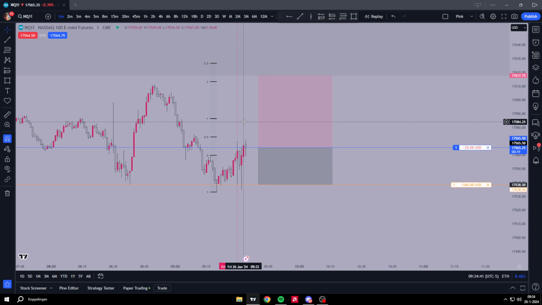And that's it. Look what these wicks are telling. Big wick, stopped out, this big wick again, close there. Big wick here. But we'll see what happens.